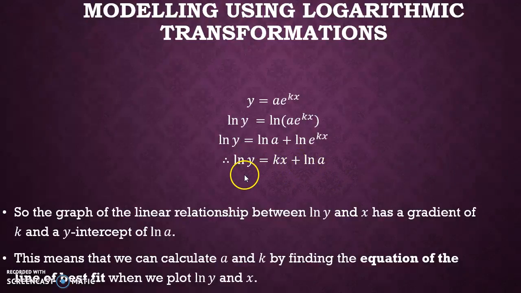Now this is in the form of an equation of a straight line, where y equals mx plus c. So if we've got an exponential equation given like this, we can revert it to a straight line to make it easier for us to calculate these k and a values.